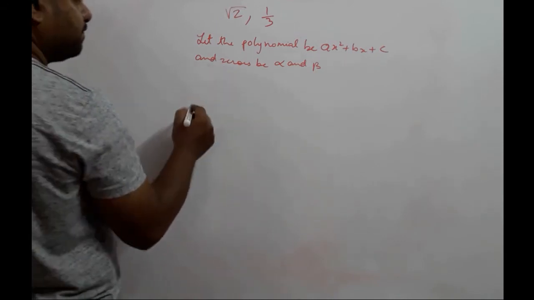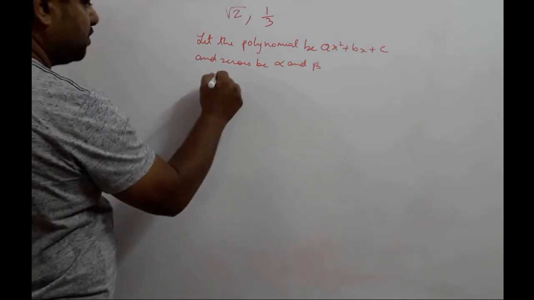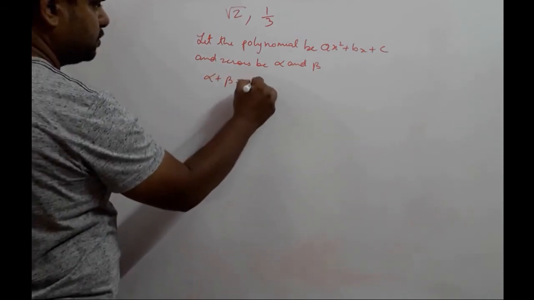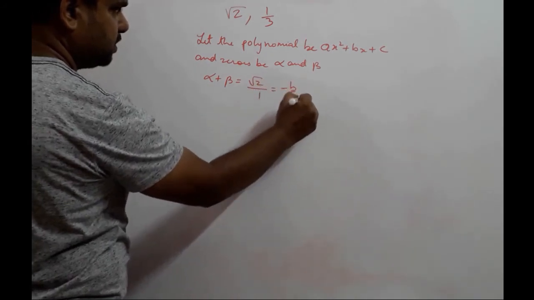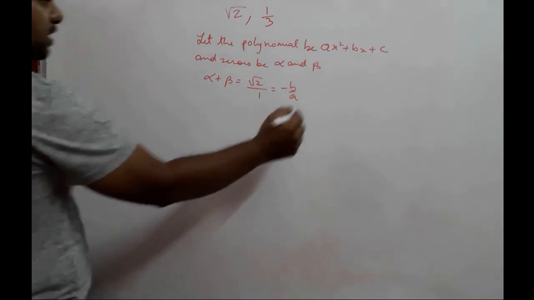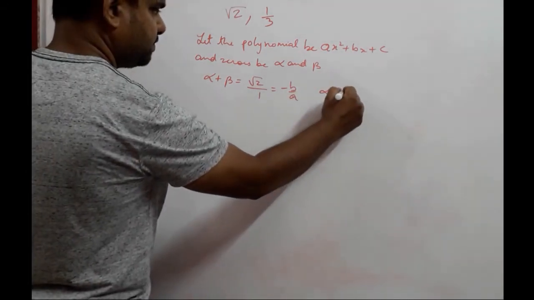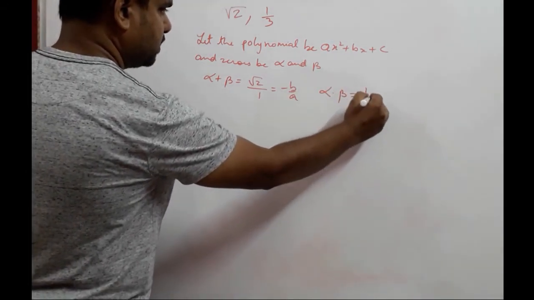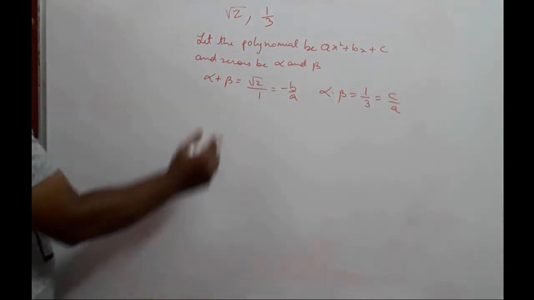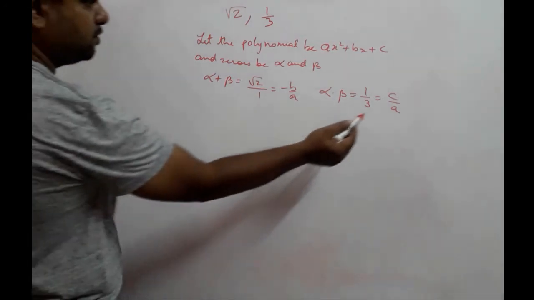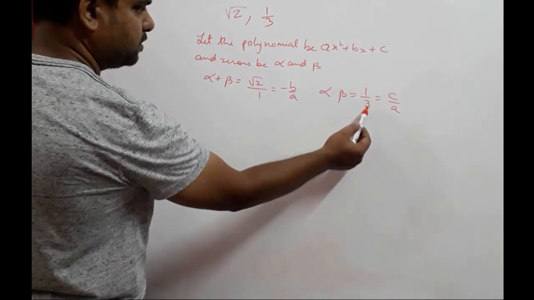Okay, now alpha plus beta is equal to root 2, which is root 2 upon 1, equal to minus b upon a. But I'll not go further. I'll take the next one. I'll tell you why. Alpha into beta is given as 1 upon 3, which is equal to c upon a. The reason why I didn't continue with this further is because here we get a is equal to 3.